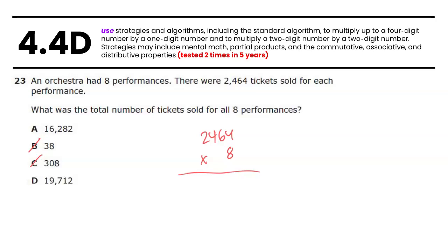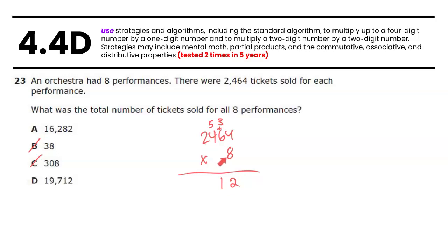4 times 8 is going to give us 32, and we will carry the 3 into the tens place. Then multiplying 8 times 6, or 6 times 8, will give us 48, adding the 3 that was carried over from the ones place. And so 48 plus 3 will be 51. We'll put the 1 in the tens place and carry the 5 into the 100s place.